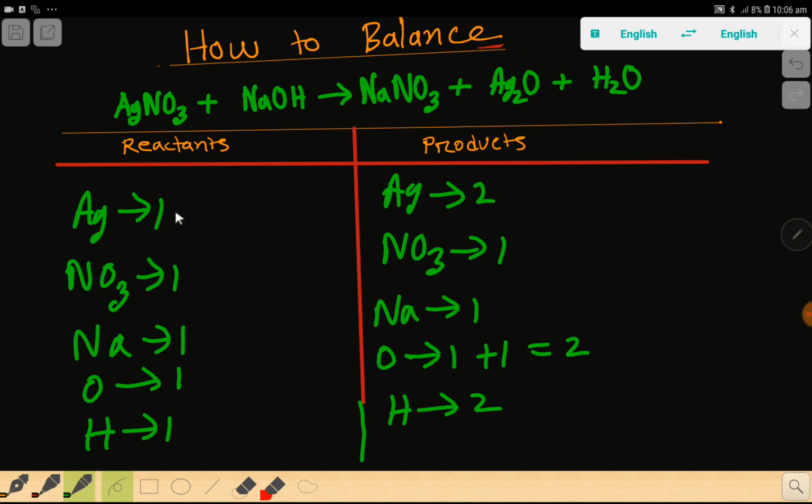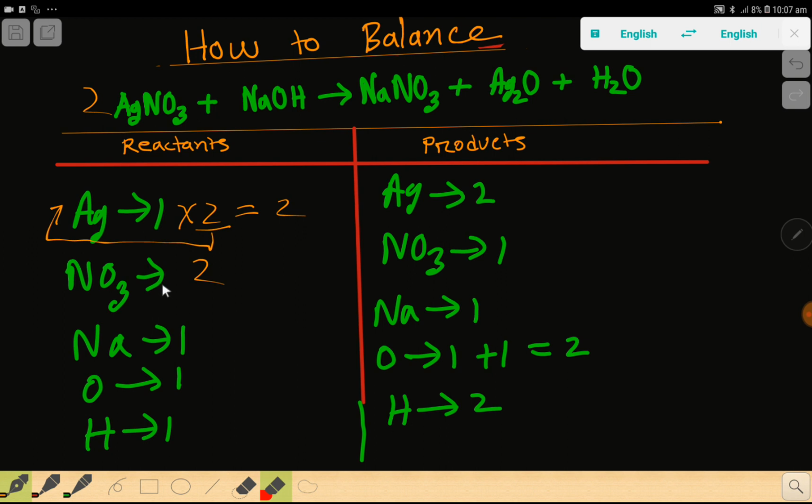So look, silver here is 1 but here 2. So to balance the silver, what can I do? I can multiply here by 2. That gives me 2. The rule is that if you multiply by something, that something must come before the atom. So this 2 will come here. If you place here 2, the number of silver will be 2. Already you have written. The number of nitrate will be 2. So you need to update the number of nitrate. So your silver 2 is balanced.